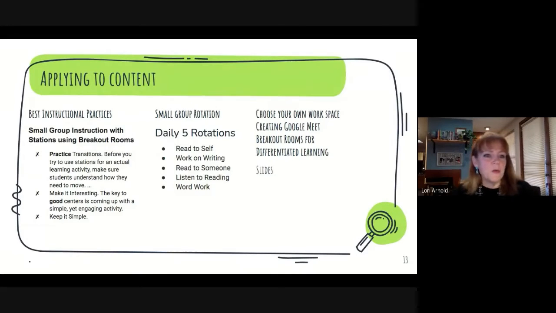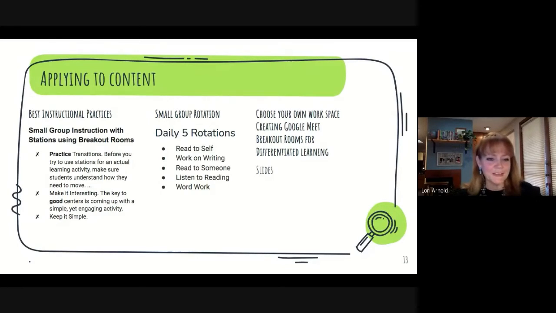So we're also going to think about small groups in terms of how we apply it into content. A lot of this will probably look very familiar to you guys. These would be the same whether it's in person or virtual. You can use small groups to have them practice something, and make sure that you are practicing those transitions.